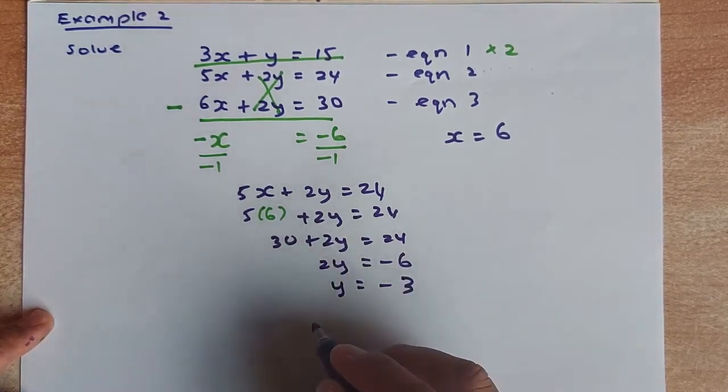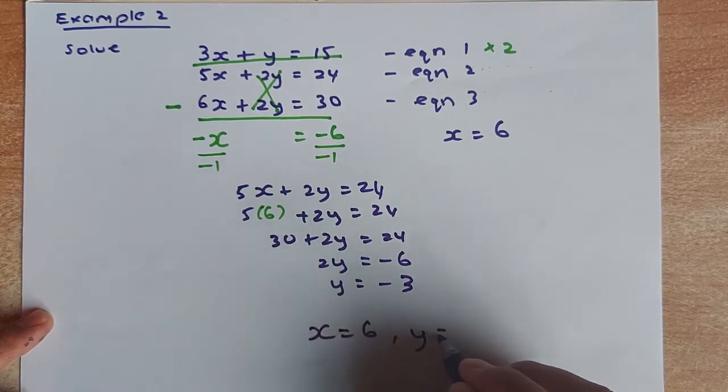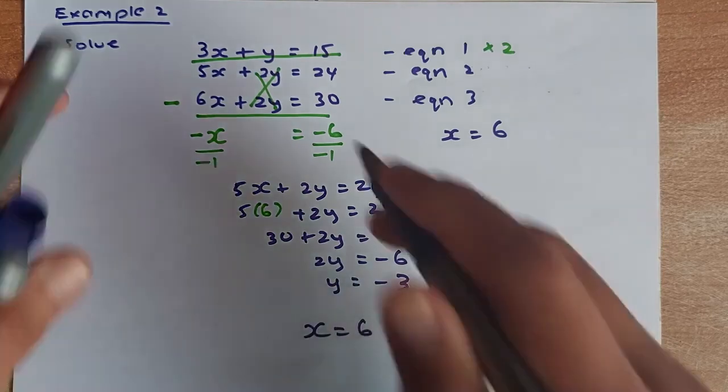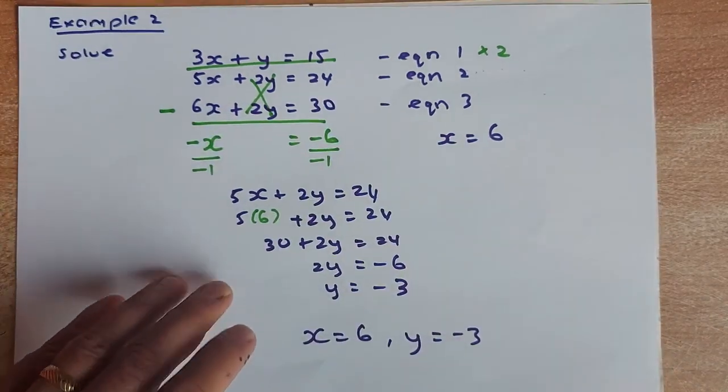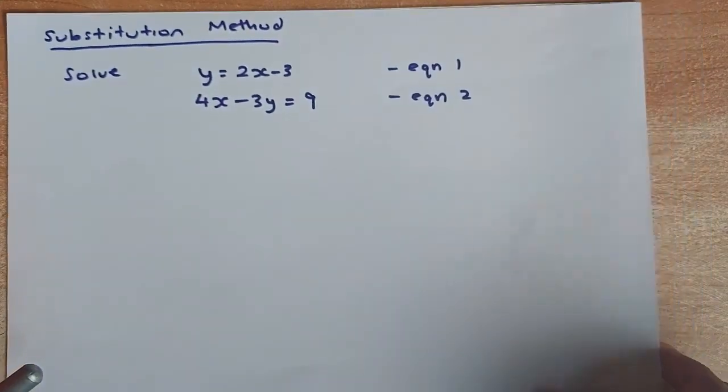So your answer is going to be x equals 6, y equals negative 3. If you substitute them into either of the equations 1, 2, and 3, you should get the right answer. Okay, the next method we're going to do is called the substitution method. Substitution method is slightly different.